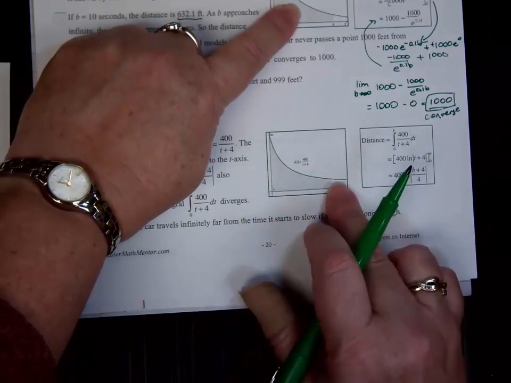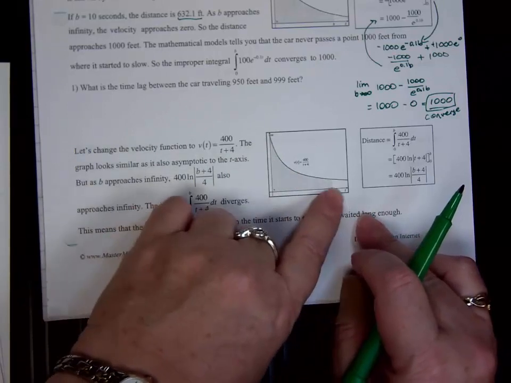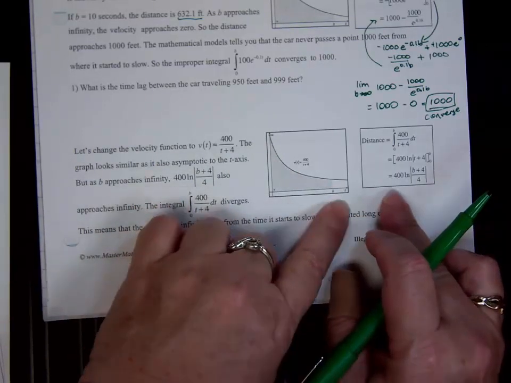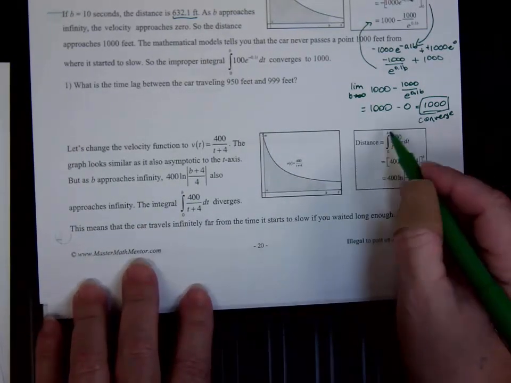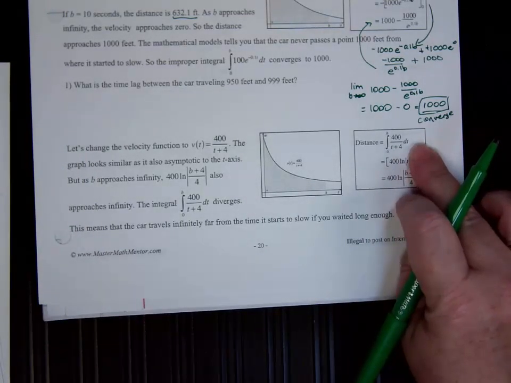Is this graph approaching 0 as you go to the right? Does the graph look like it's approaching 0 as you go to the right? Yes. But over here, if you do the math, look at this problem. Let's actually go ahead and do the math. We've got time to do this.